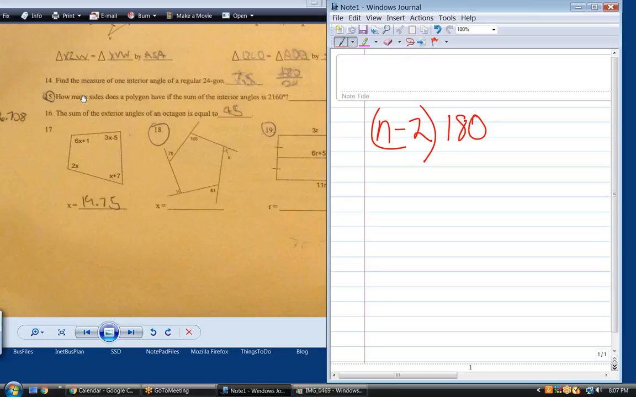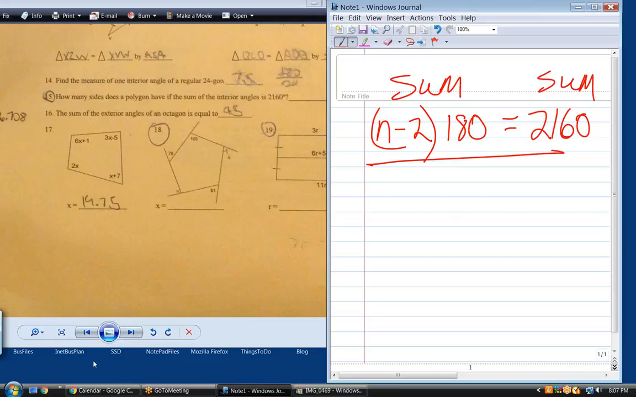So they're asking, how many sides does this polygon have? And they're telling us the sum is 2160. This is the sum, and they're telling us that this is the sum, so they're equal to one another. All we have to do is solve that for n, and we'll have our answer. So let's solve that equation for n. What's the next line?